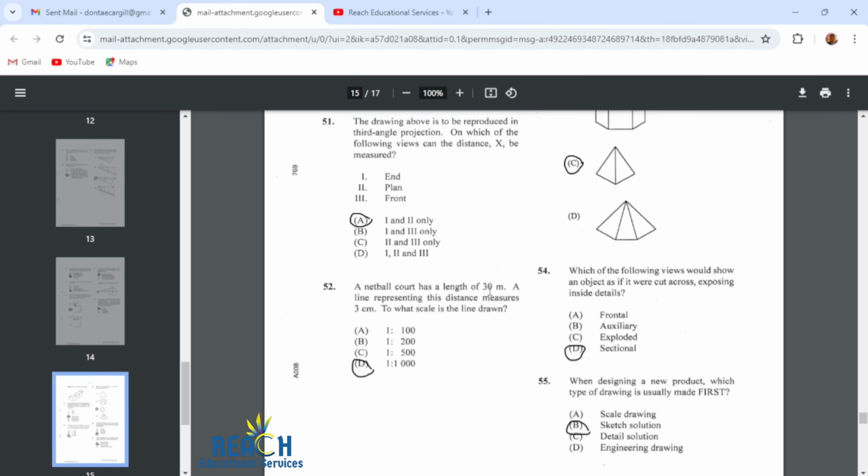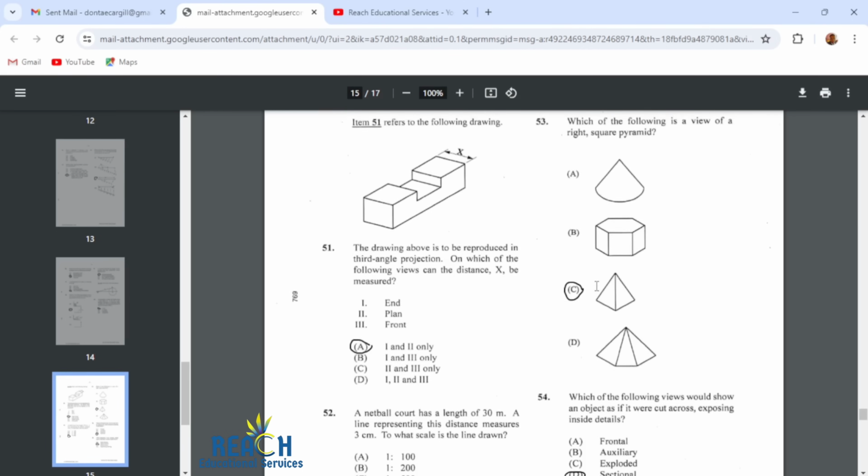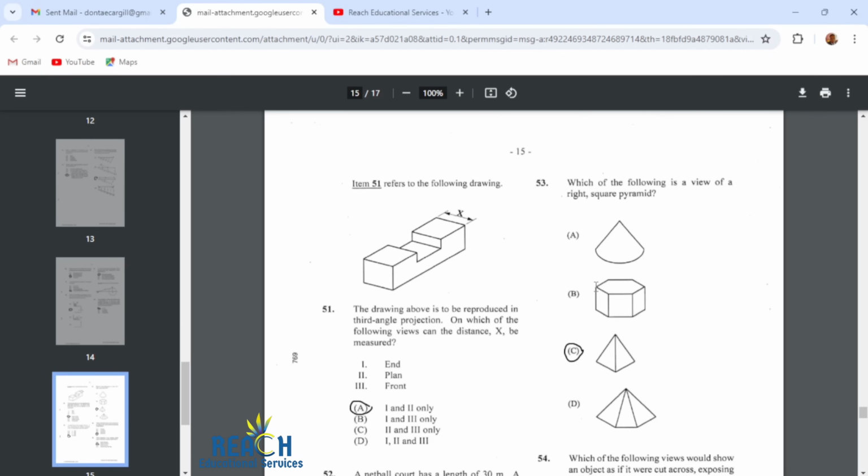Item 52 says, a netball court has a length of 30 meters. A line representing this distance measures 3 centimeters. To what scale is the line drawn? And that would be 1 to 1000 because it's 30 meters. If it was 3 meters, it would be 100. But it's 30 meters, so it's 1000.